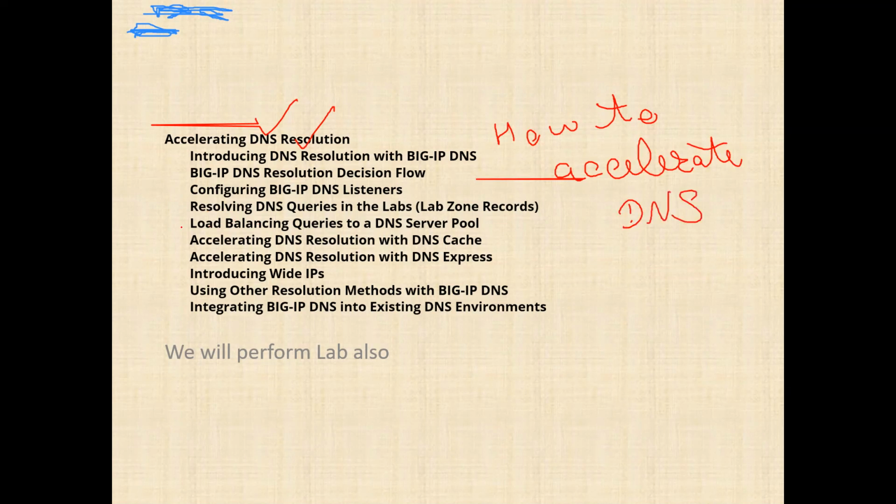In this, we will see first the introduction of DNS resolution with BIG-IP. Then we will configure your BIG-IP DNS listener, which is the same as your name server in DNS, which listens to your DNS requests initially. It can be called a virtual server in GTM terms. Then we will cover resource records and how to resolve a DNS query.